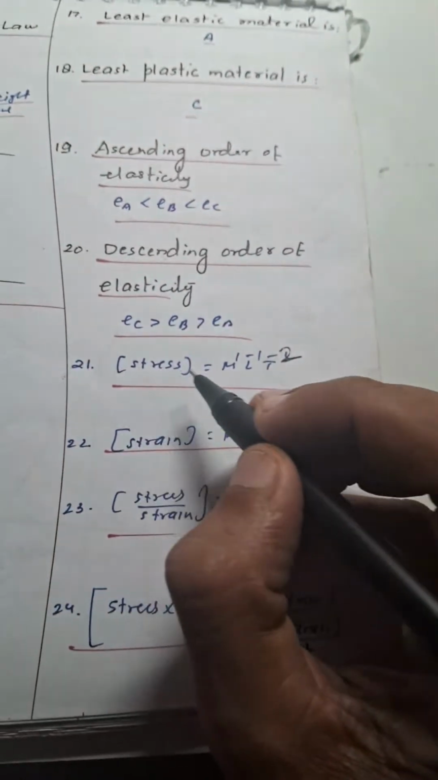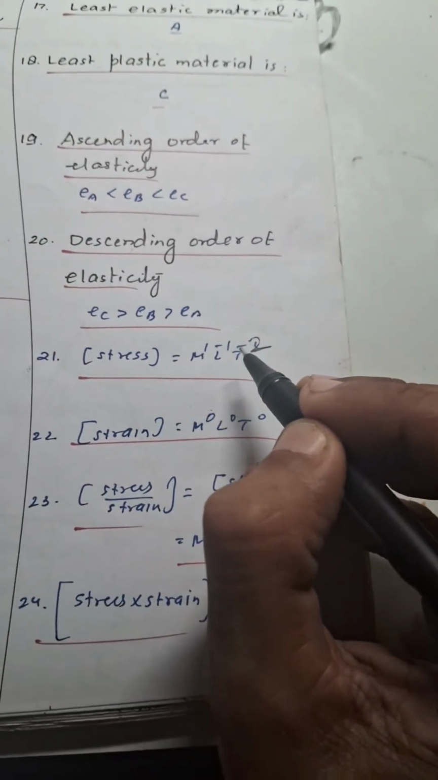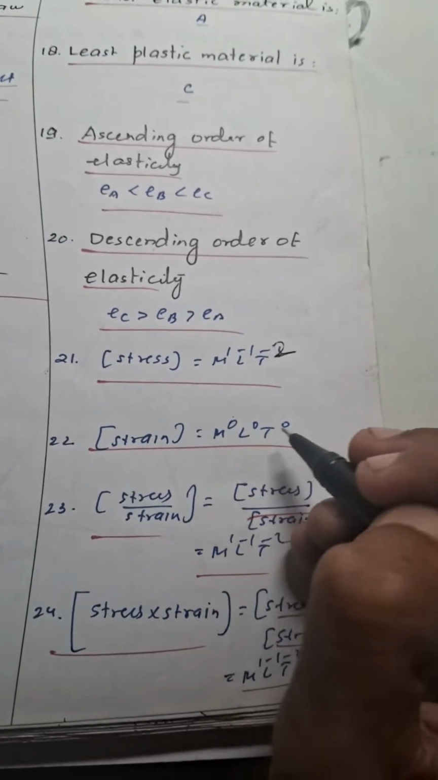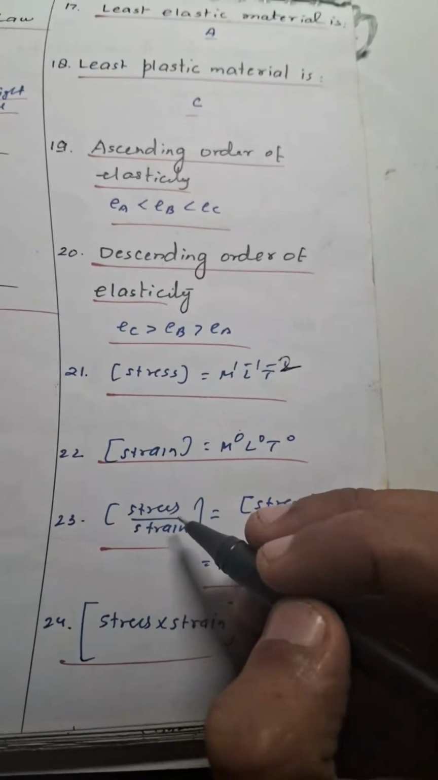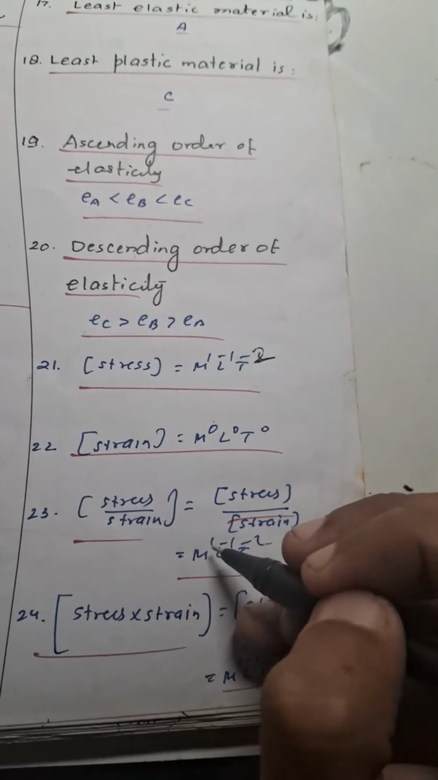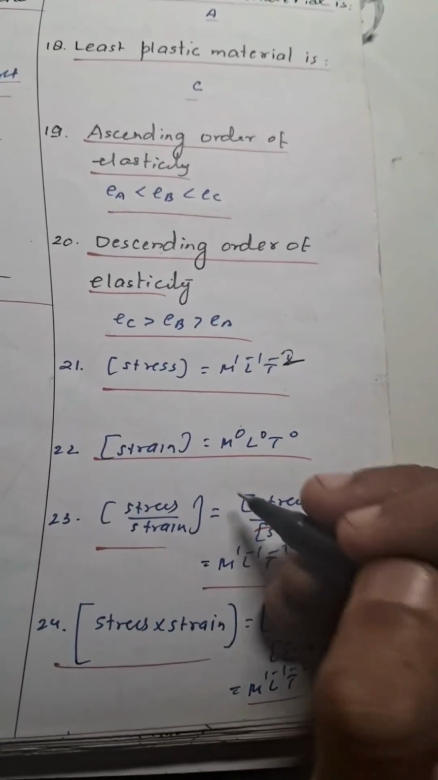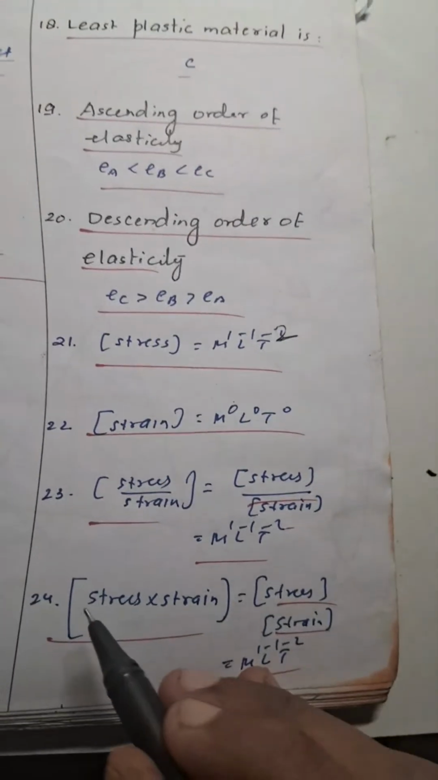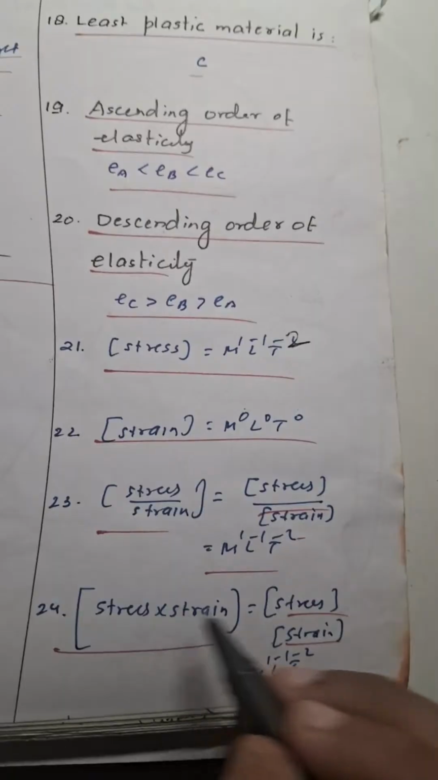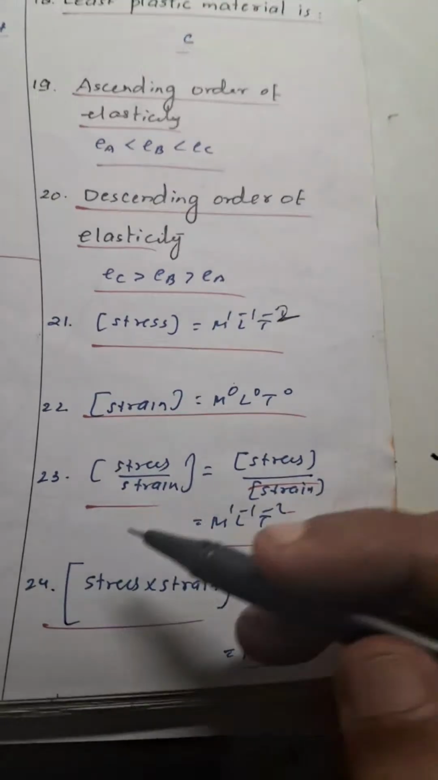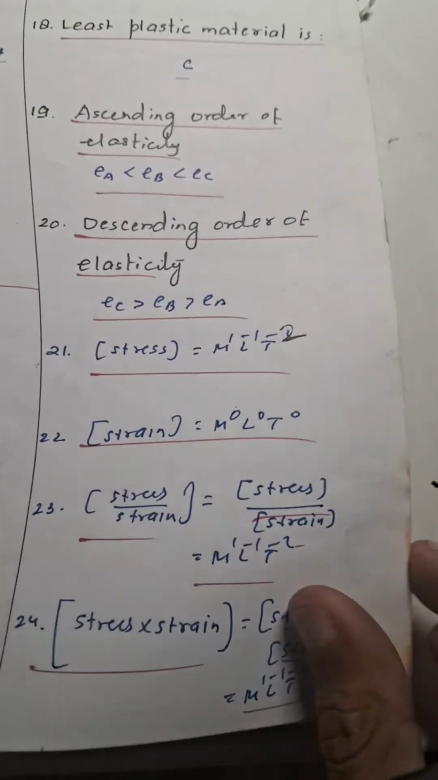The dimension of stress is M1 L minus 1 T minus 2. The dimension of strain is dimensionless, M0 L0 T0. Then the dimension of stress by strain is M1 L minus 1 T minus 2, as strain is dimensionless. Similarly, the dimension of stress into strain: stress is M1 L minus 1 T minus 2, strain is dimensionless, so its dimension will be M1 L minus 1 T minus 2.